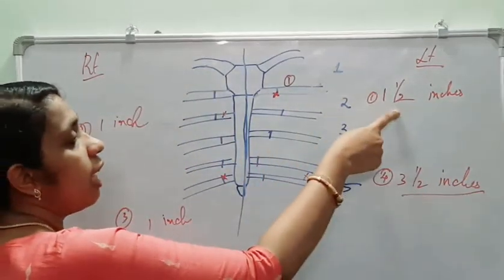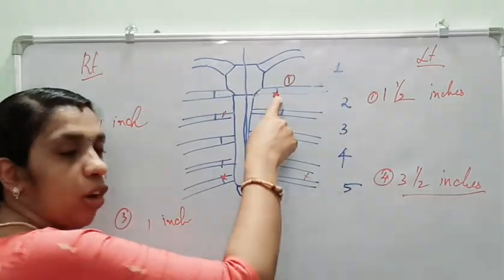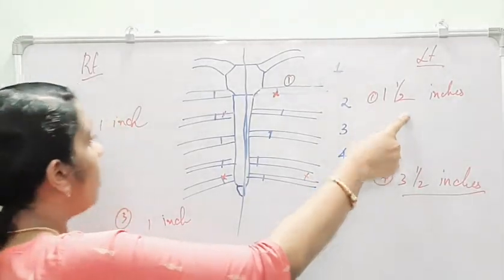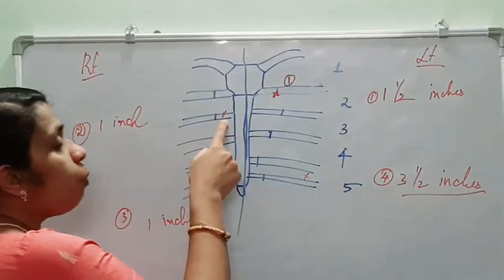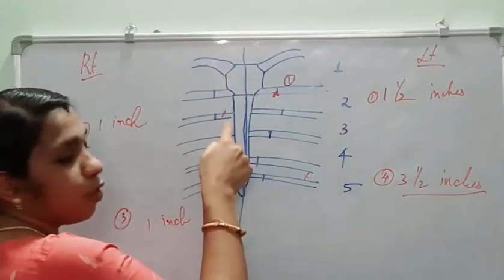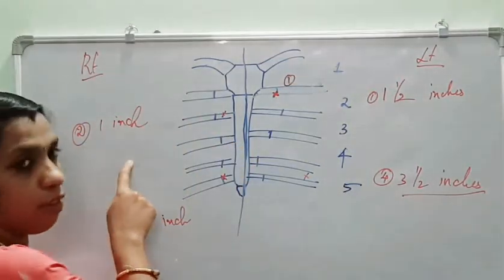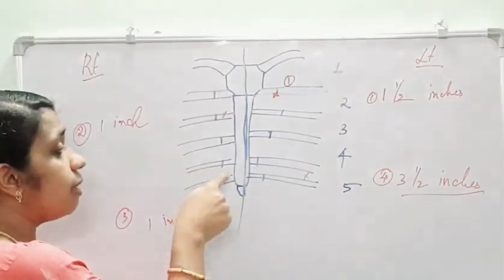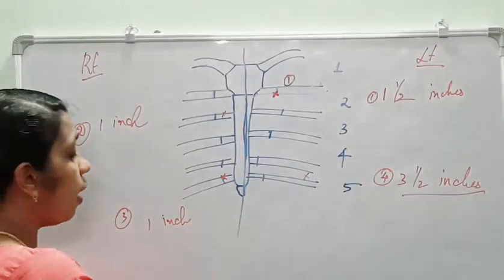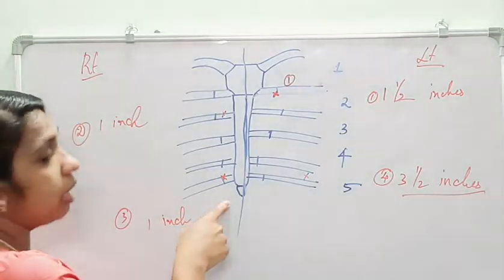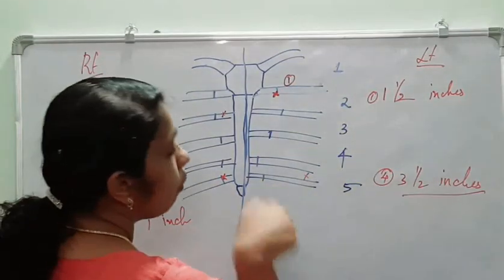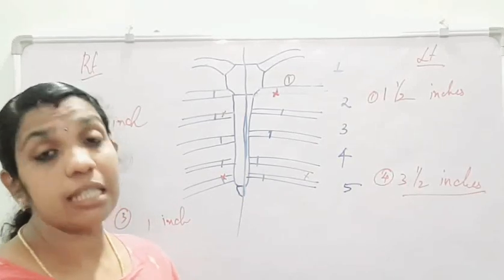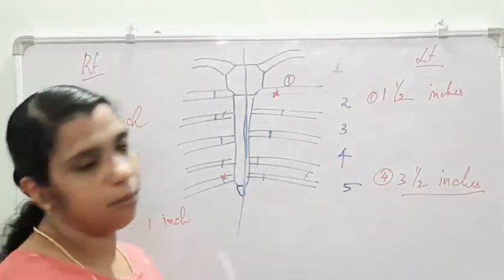One is on the left side, the lower border of the second left costal cartilage, 1.5 inches away from the median plane. Second, the upper border of the right third costal cartilage, which is 1 inch away from the median plane. Next, the right sixth costal cartilage, upper border, 1 inch away from its joining with the sternum. And fourth is the left fifth intercostal space, 3.5 inches away from the median plane.